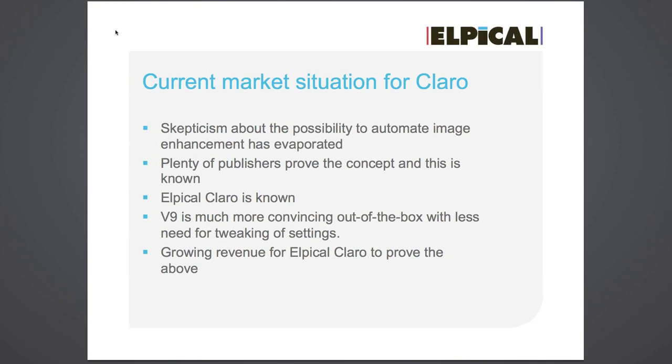We also see that Claro is becoming more and more known, and that when a company looks at an image optimization solution, typically Claro is at least in the top 3 of the contenders. And we also see that each version, each major upgrade of Claro has further increased the out-of-the-box quality, with less need for actually tweaking any of the settings and going through any kind of trial and error process to find the right quality of the solution.